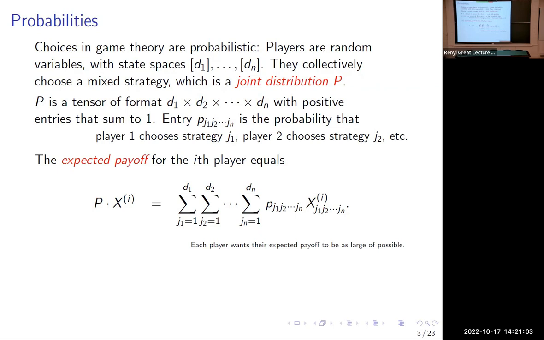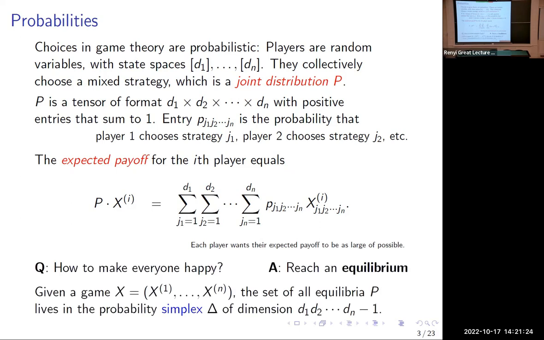So I'm fixing the game, which is given by these x's. Then I have some unknown distribution, and that needs to be specified, and this will be the expected payoff. So each player wants their expected payoff to be as large as possible. That's the game.